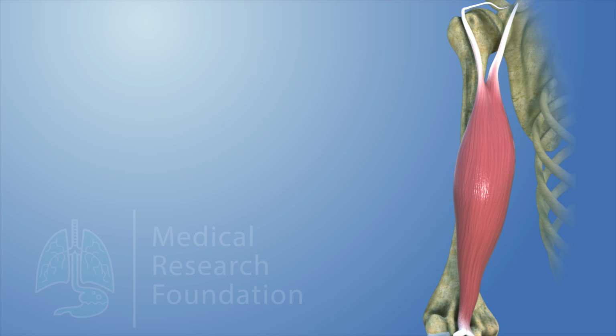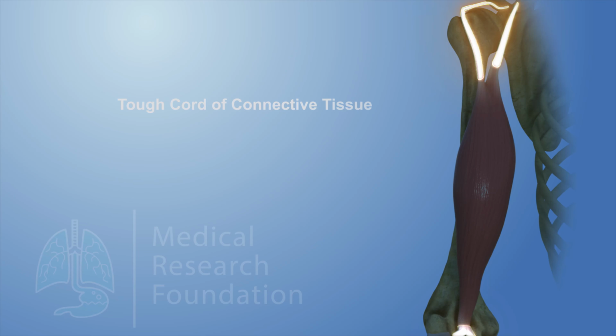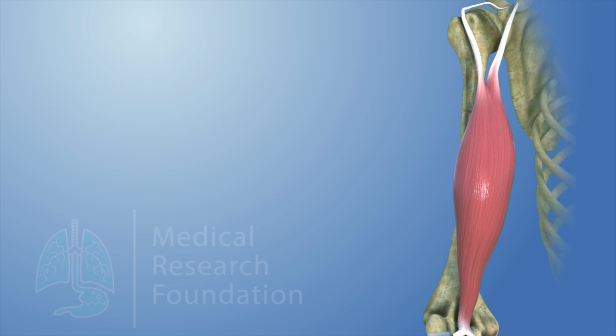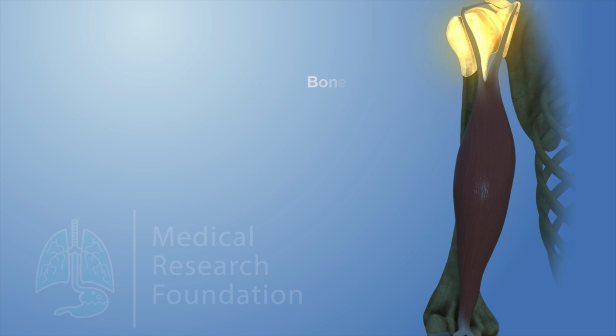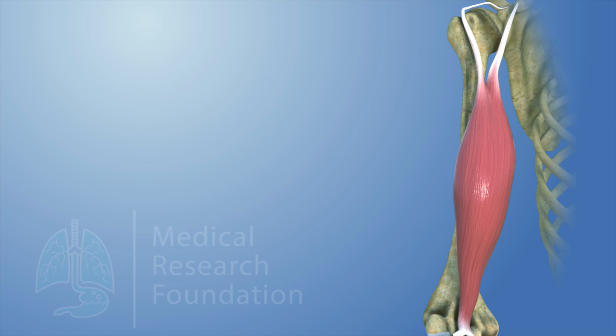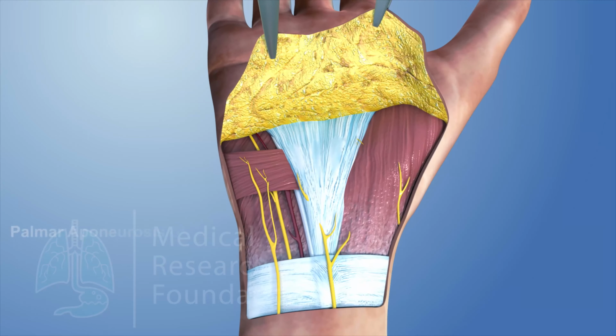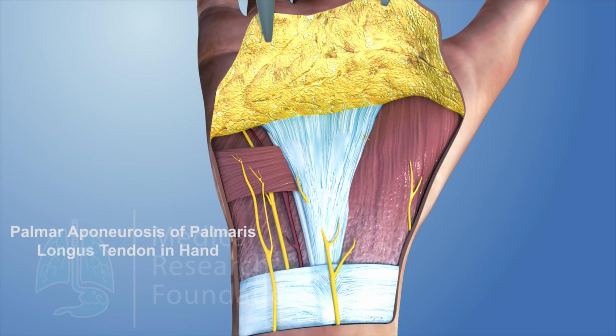Muscle fibers are attached to a tough cord of connective tissue called tendon. Tendon is in turn attached to the bone. The tendon of some muscles is thin, flat, and stretched, but tough. Such a type of tendon is called aponeurosis. For example, the palmar aponeurosis of palmaris longus tendon in the hand.